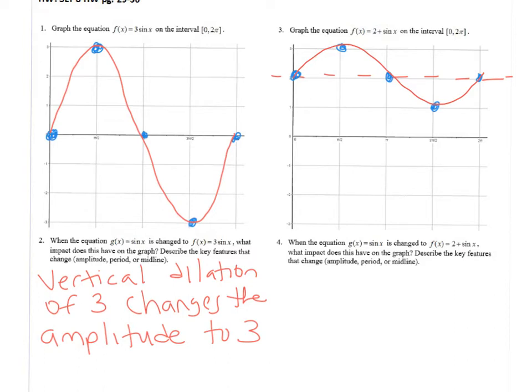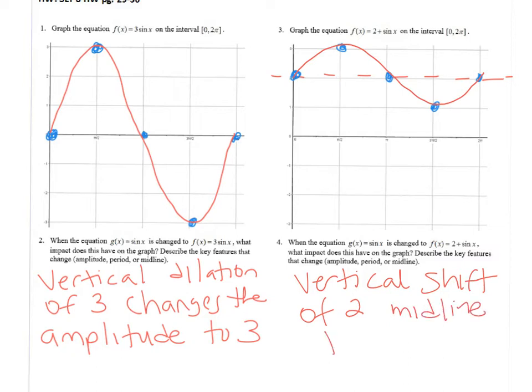So now answer number 4. What change did the plus 2 have on the graph? Describe the key features using a word, amplitude, period, or midline. Okay, so your answer should say something about a vertical shift of 2 changes the midline to y equals 2.